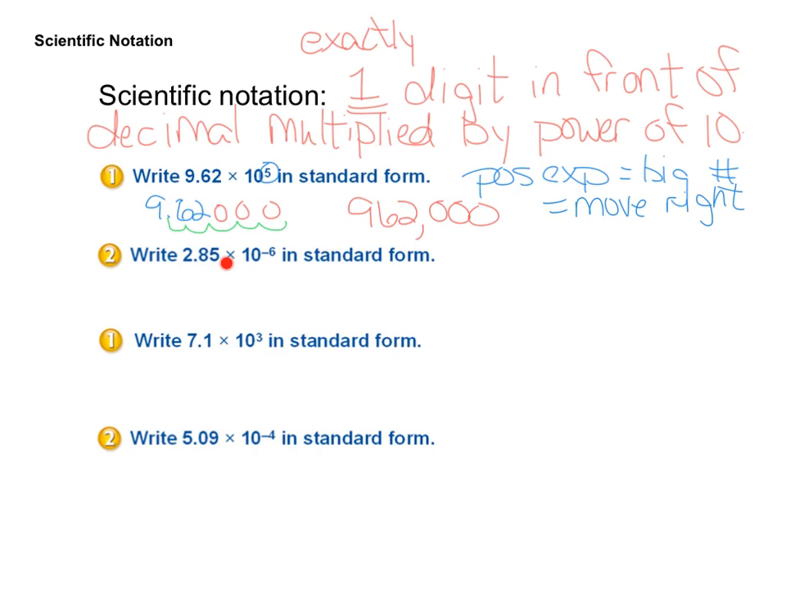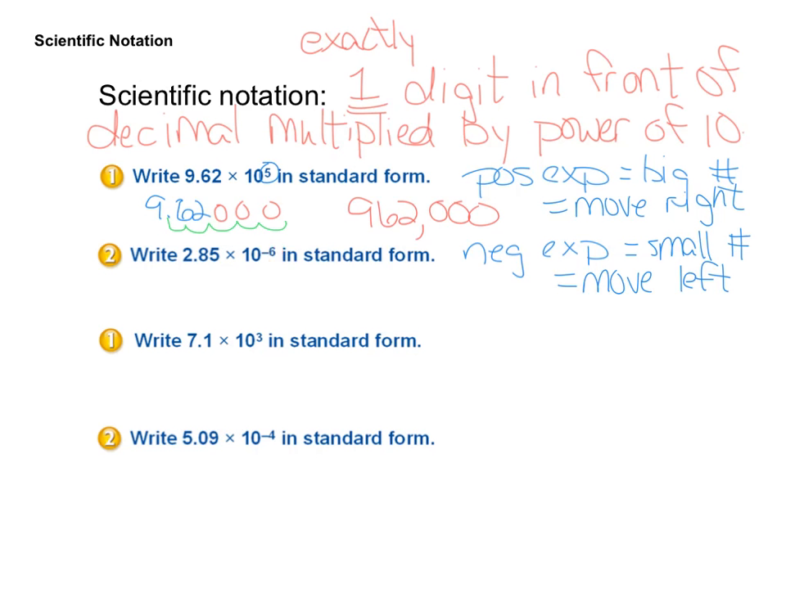Next one, 2.85 times 10 to the negative 6. A negative exponent indicates that we're multiplying by, this is going to be what, 1 millionth, I believe. 1 over 10 to the 6 is going to be 1 millionth. That's a little bitty number. A negative exponent is a small number, and that's going to tell you to move your decimal left, because this is actually a small number. If you see a negative exponent, that means this is a little bitty number.